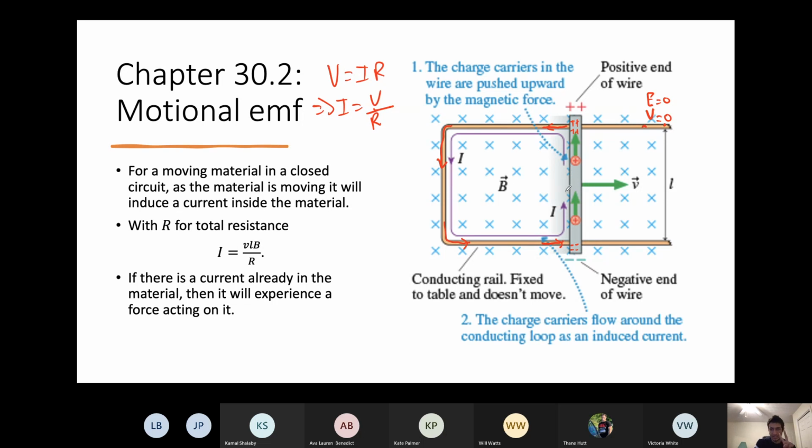So there's two cases. There's one case when you don't put any current and the current gets produced by moving the metal, and the other case is when you put the current into the circuit. And once you put a current into it, the bar will start moving, either to the right or to the left. So is this part okay?